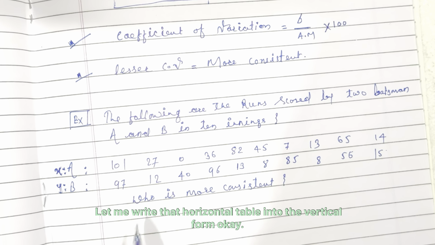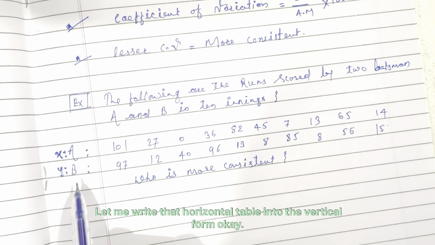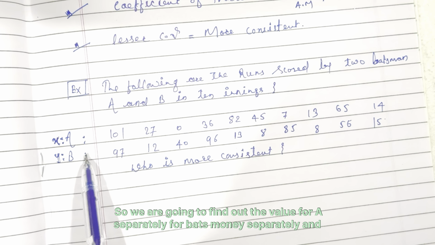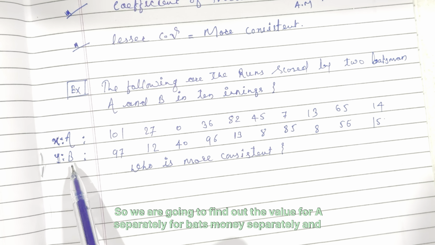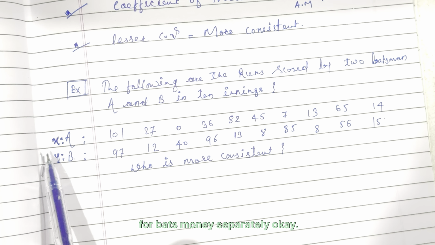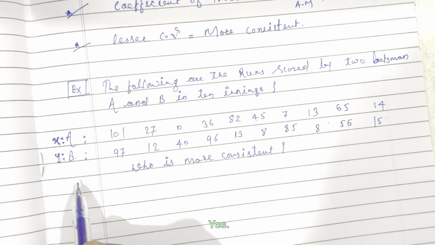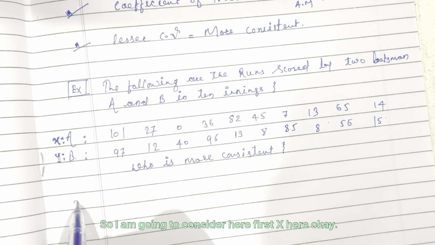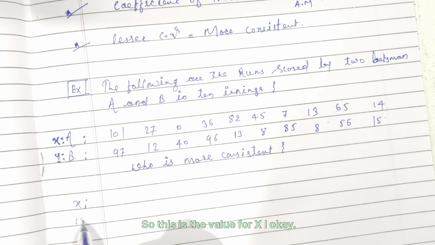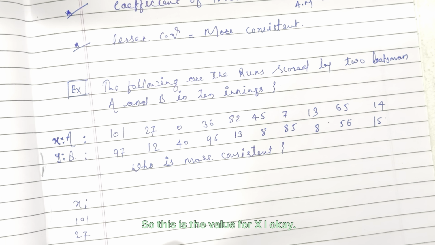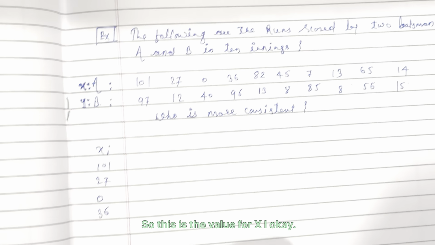Let me write the horizontal table in the vertical form. We are going to find the values for batsman A separately and for batsman B separately. These are two different tables guys, don't take them together. I'm going to consider X first. What is the value for X? That means Xi: 101, 27, 0, after that 36. Write down all these values over here guys.